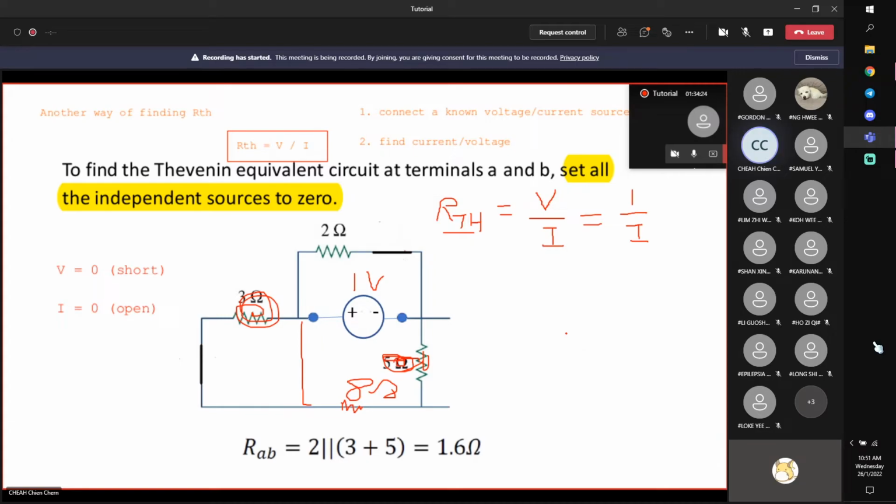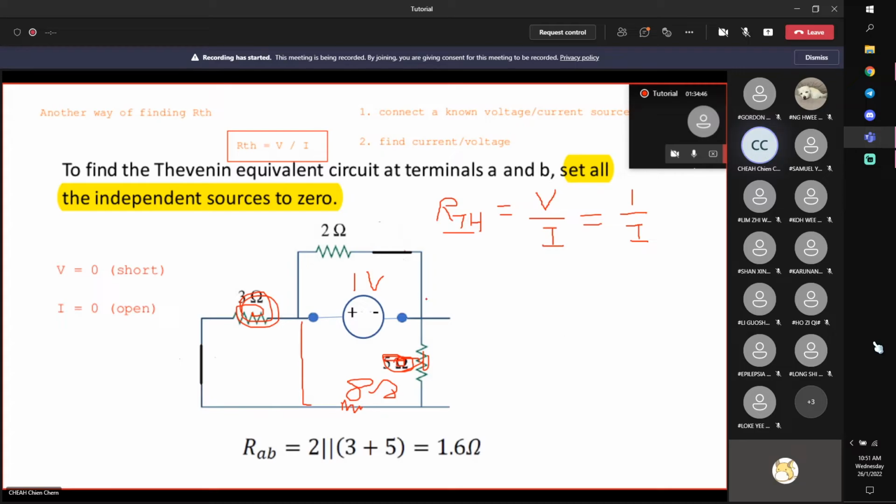Now, can it be 2 volts? Yes, because this is a linear circuit. You put 2 volts, your current will be times 2. Then when you divide, it's still the same resistance. So remember, this is for linear circuits. If you look through Thevenin's theorem again, the assumption is that it must be linear.